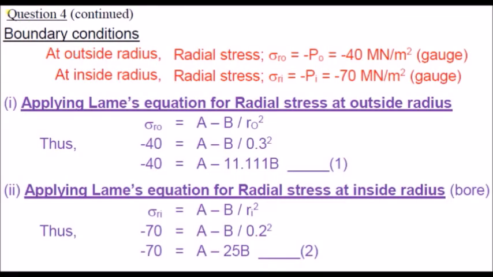So question 4, solution continued. So here are our boundary conditions, both in terms of radial stress, at the inside and outside of the vessel. So at the outside of the vessel, the radial stress is negative 40 megapascals. At the inside of the vessel, the radial stress is negative 70 megapascals. That allows us to generate our two equations. So considering the radial stress at the outside surface, generate equation 1, and considering radial stress at the inside surface at the bore, that generates equation 2.